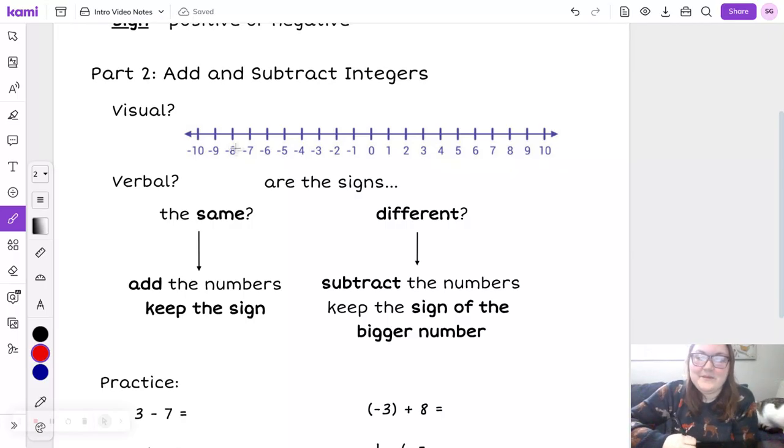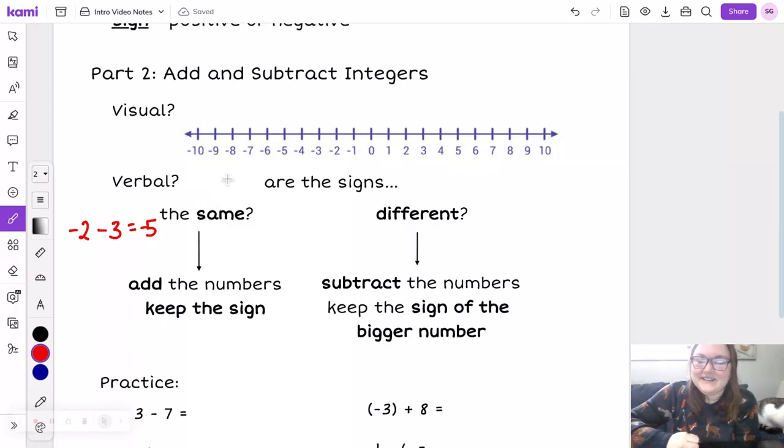Starting with problems where the signs are the same. So for example, in the problem -2 minus 3, the two numbers here both have minus signs in front. I've got a -2, and then that minus sign I'm going to think of as a negative sign, and a -3 here. So they are the same. In order to solve this problem, I can add those two numbers. The 2 plus 3 gives me 5. And keep the sign. I keep that negative sign right there.